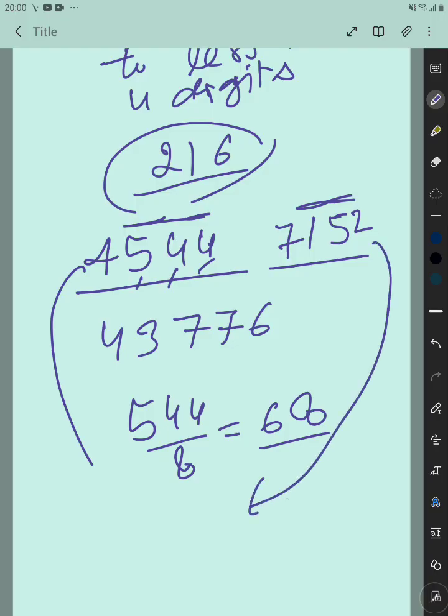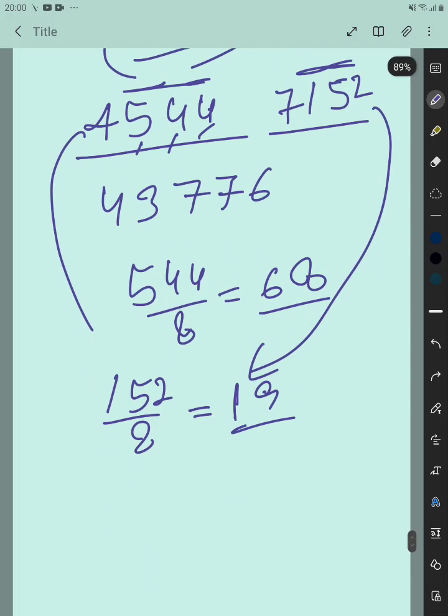Now we'll take this one. Its last three digits are 152. If we divide by 8, what will we get here? Let's take some numbers over here and find out. 8 ones are 8, and then we get 7, and then 2 and 8 9s, okay, 19. So this is 19. So this is also completely divisible by 8.